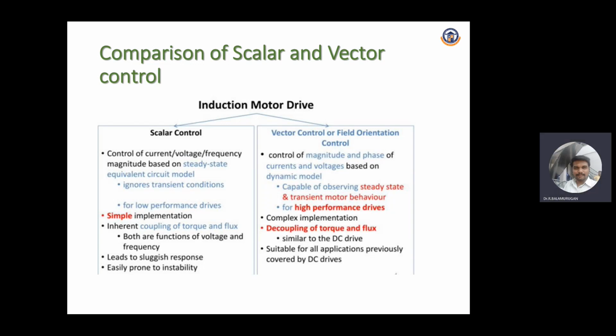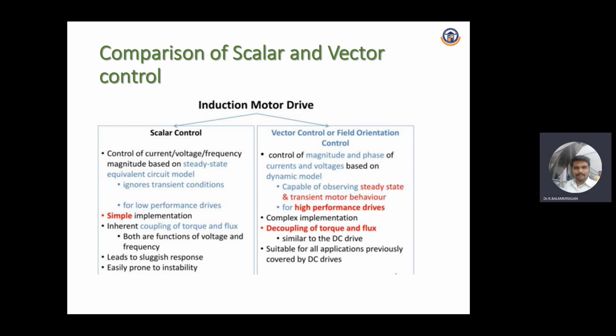In scalar control, the control of current and voltage frequency magnitude is good. In vector control, we can control the magnitude and phase of currents and voltages based on the dynamic models. In scalar control, we control based on the steady state model itself. So in transient conditions, we cannot go with scalar control, but in transient conditions, we can go with vector control, which we can also call field orientation control.